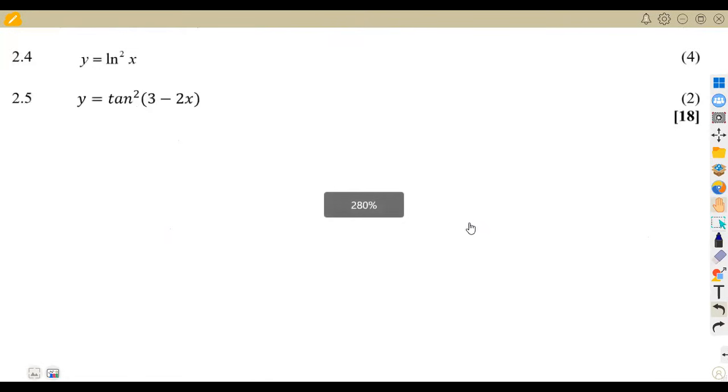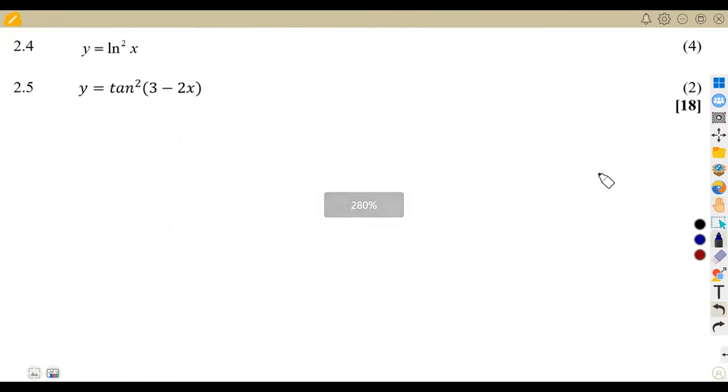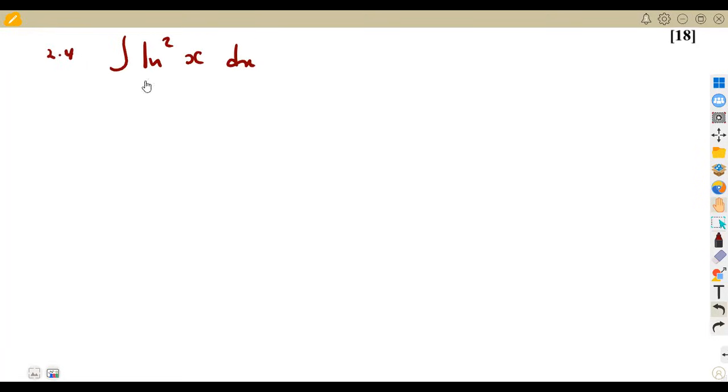Then the other part, it's ln squared. All right, ln squared. So this is what we have here, 2.4. The integral of ln squared x with respect to x. We cannot think of the trig. There's no way. We cannot think of completing the square. So what are we left with? By parts. Remember, those are the only three in your syllabus. By parts, completing of the square, and those trig.